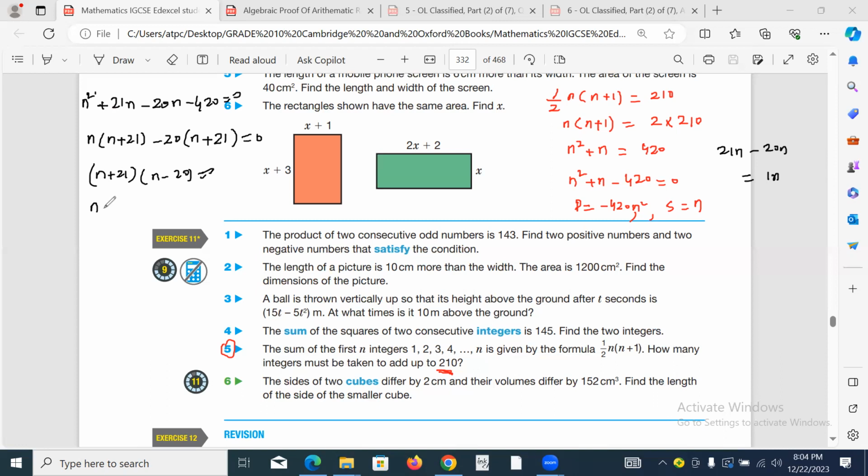So here we are getting two answers. One, n is equal to negative 21, and the second answer is n is equal to 20. So these are the integers we are getting. I hope you understand.